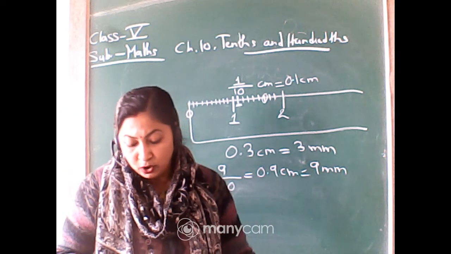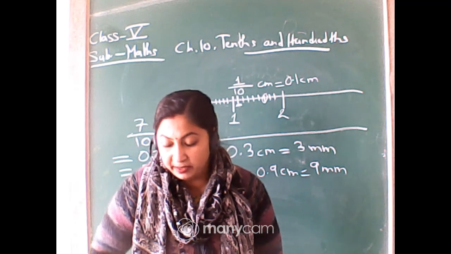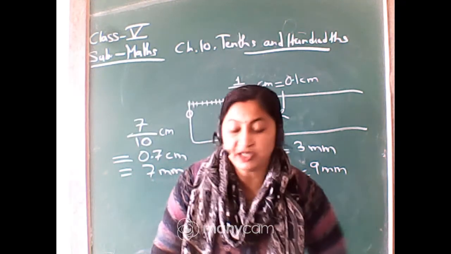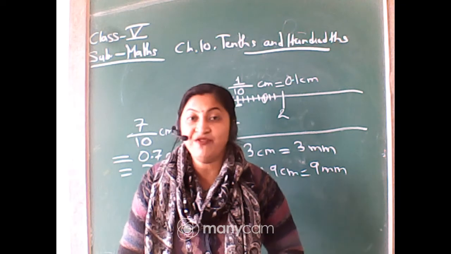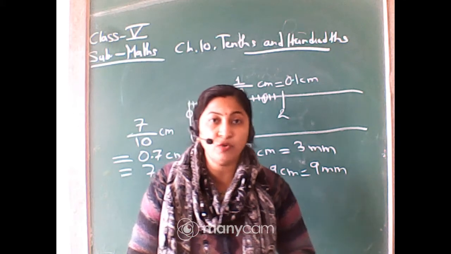Now next one. 30.5 centimeter is the same as dash centimeter and dash millimeter. That means 30.5 centimeter is the same as 30 centimeter and 5 millimeter. So write 30 centimeter and 5 millimeter in the book.